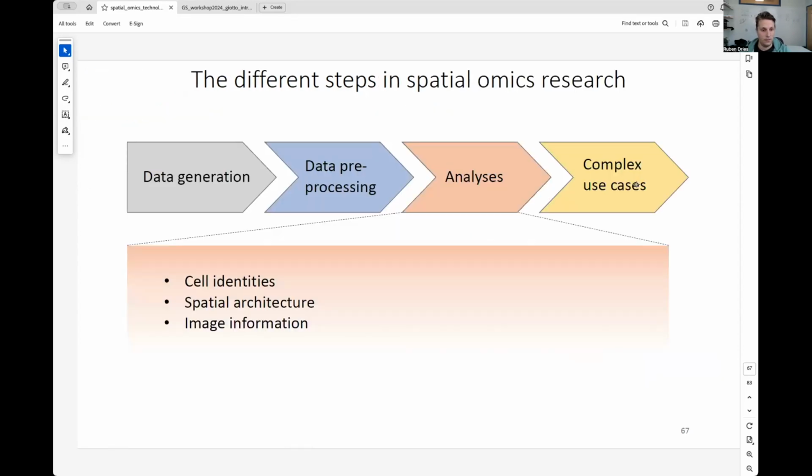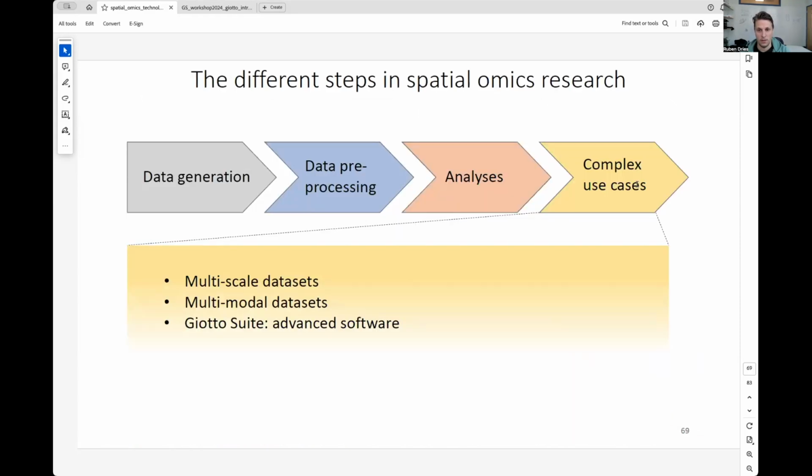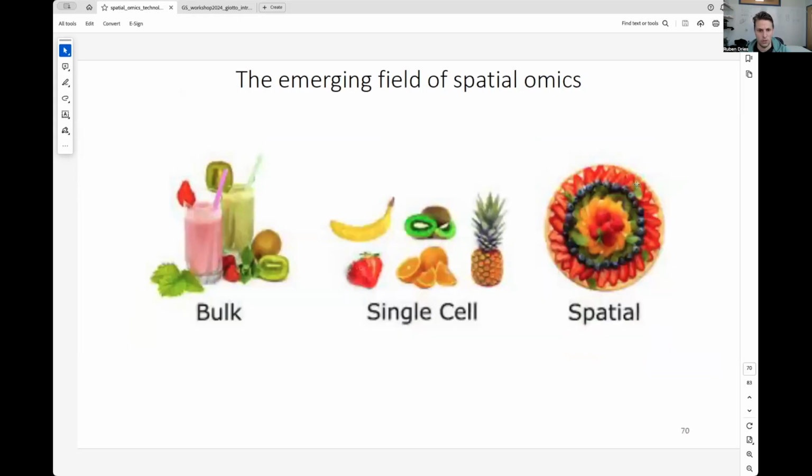Right, the analysis, and you're going to see many of them in the next couple of days. There are different types of downstream analysis, which we have extensively covered in our review from a couple of years ago, that you will see in the next couple of days. And with that, I just want to say, this opens up a lot of new ways of analyzing your favorite tissue or whatever it is, and allows you to do really complex use cases where you can go from both single cell to spatial.